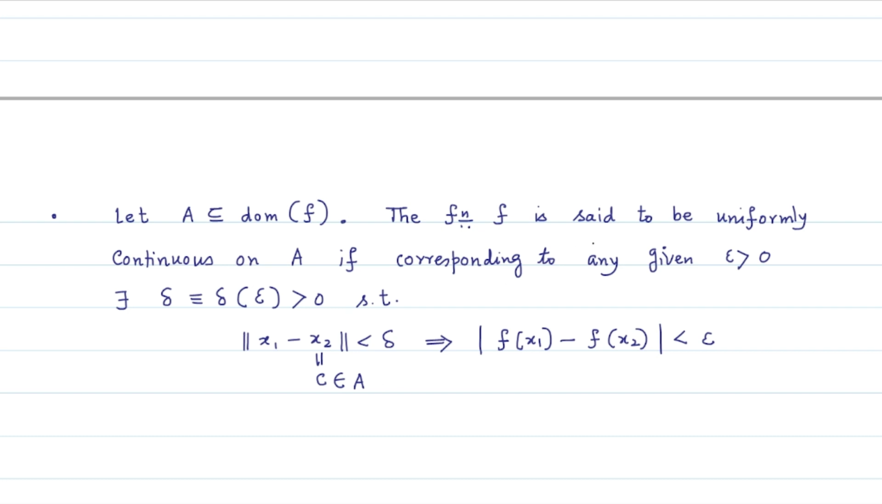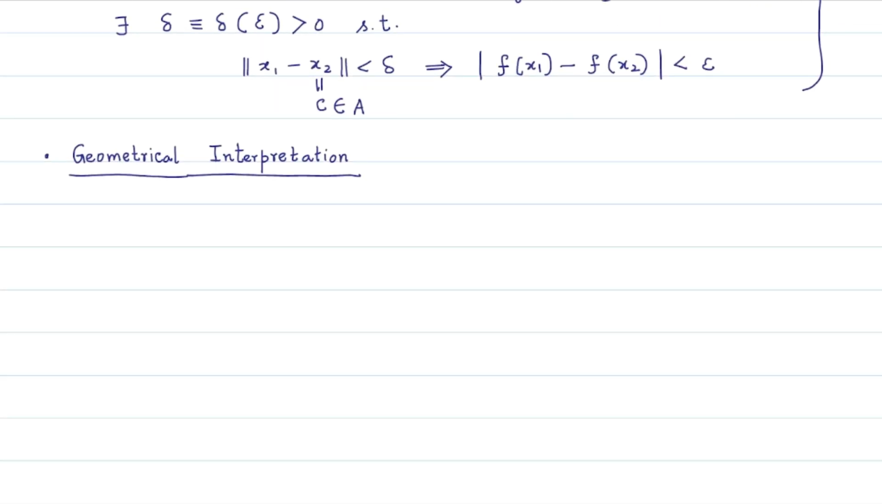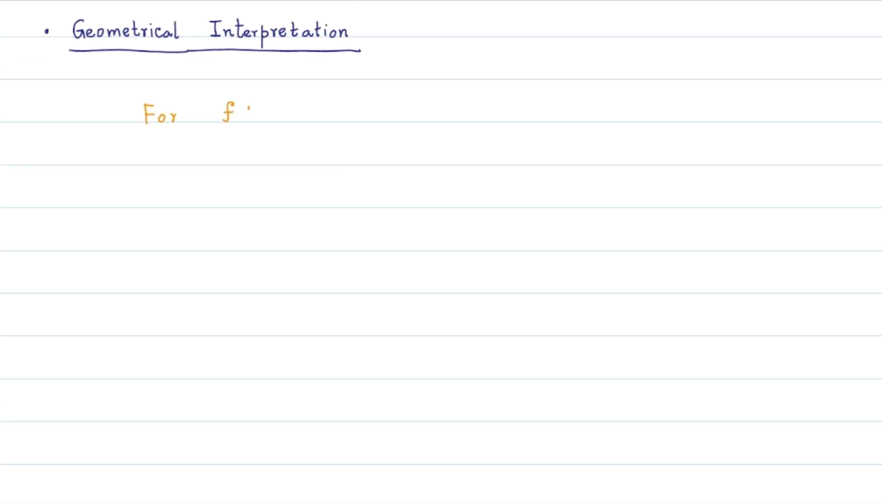Let us now try to figure out the geometry behind this notion of uniform continuity. First, we will consider a function of one variable, and then we will generalize our observation for functions of several variables. Let the given function be f.